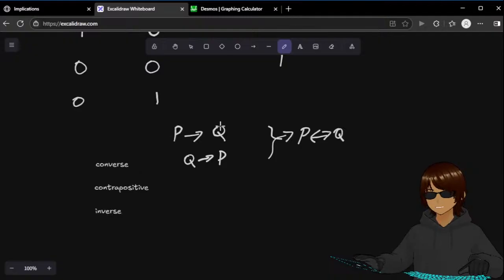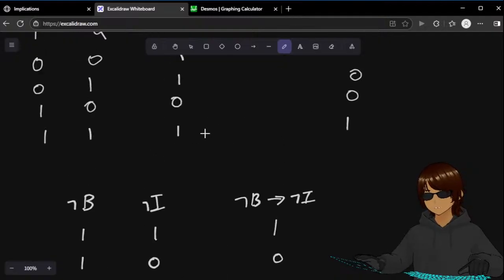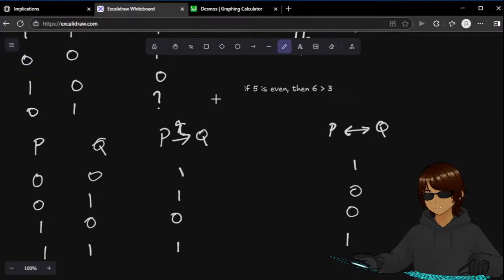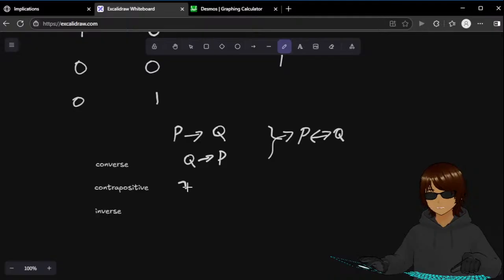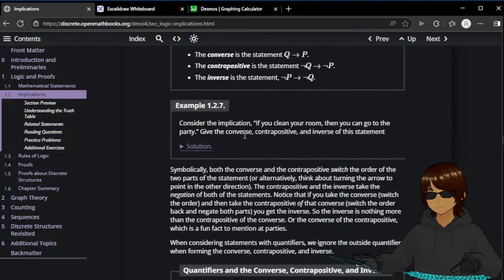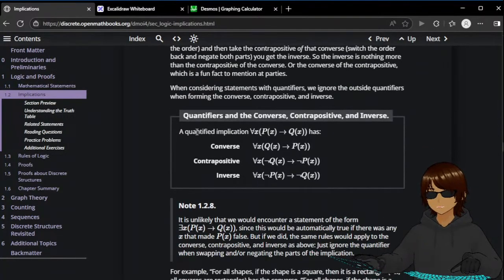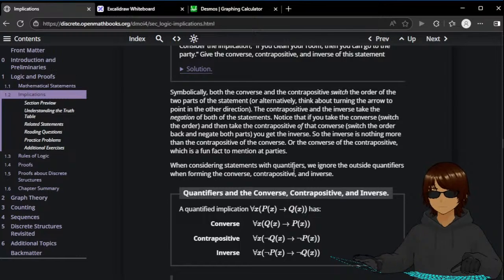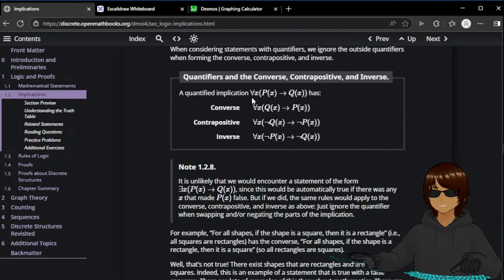So if P implies Q is true, like normally in our textbook, P implies Q, then not Q implies not P is true. This is the contrapositive. And the inverse, I think, is not P implies not Q. In considering statements with quantifiers, we ignore the outside quantifiers when forming the converse, contrapositive, and inverse. So it's the same when we say for all.